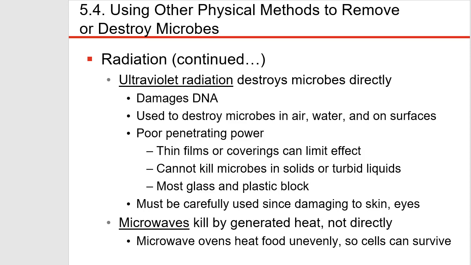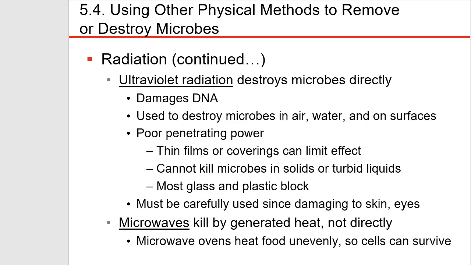Ultraviolet radiation is one of the non-ionizing types. Before we did ionizing; non-ionizing deals with ultraviolet radiation. It destroys microbes directly, right on the spot. Now, it's used to destroy microbes in the air, water, and on surfaces, but it does have some downsides. It can't kill microbes in solids or turbid liquids. Turbid means you can't see through it; it's very, very thick. And most glass and plastic block it. It must be used carefully since it's damaging to the skin and eyes. We know how damaging UV rays are.